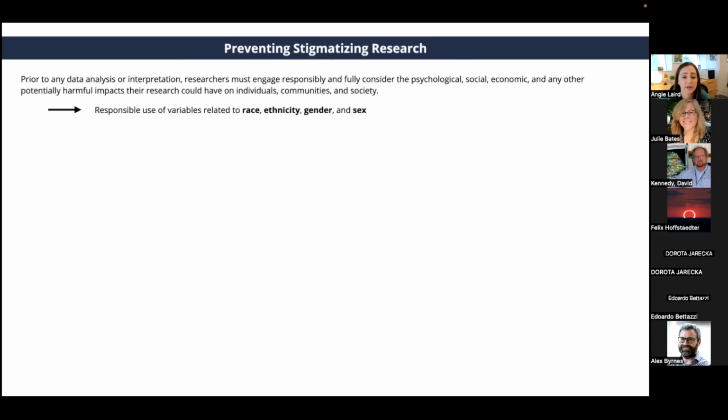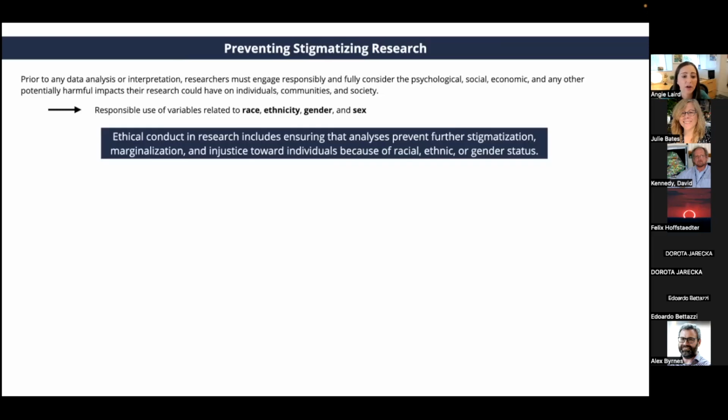Neurocomparisons across participants who are grouped by race and/or ethnicity can unintentionally provide support for a biological deficits framework, which argues that lower rates of achievement and/or poorer outcomes among minoritized groups are the result of so-called biological determinism. So to discourage this, it is imperative that we as data analysts recognize that ethical conduct in research includes ensuring that analyses prevent further stigmatization, marginalization, and injustice towards individuals because of racial, ethnic, or gender status. Now, let's dig into this just a little bit.